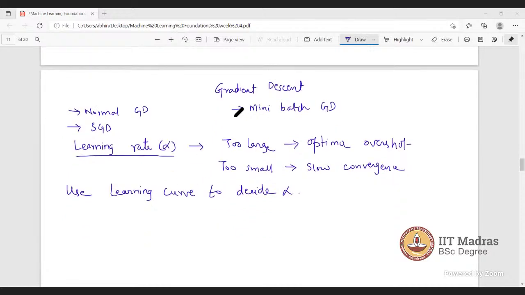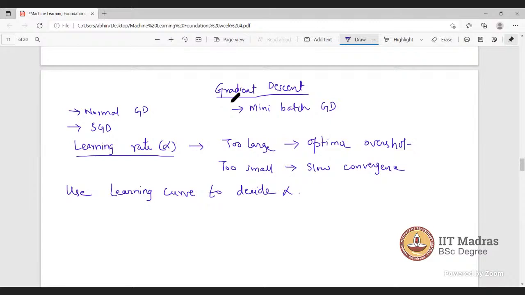Next important thing covered was gradient descent. There are different forms of gradient descent: normal gradient descent, mini batch gradient descent, and SGD. The process of gradient descent was already covered in the MLF course as well, right? Basically you are taking the weights and finding the derivative with respect to the weights, then finding the steepest descent direction, and then you are doing w_{k+1} = w_k - alpha * ∂J/∂w, right?